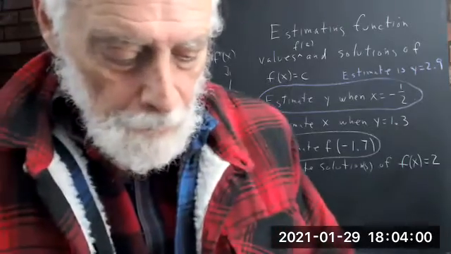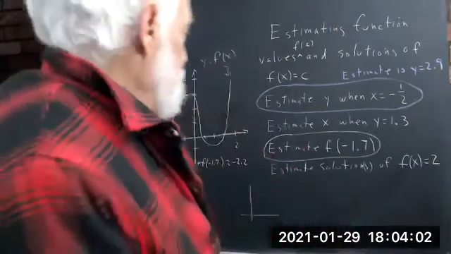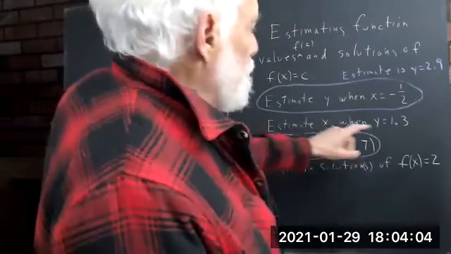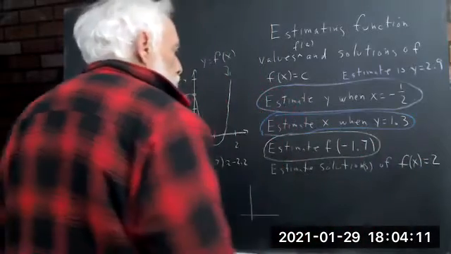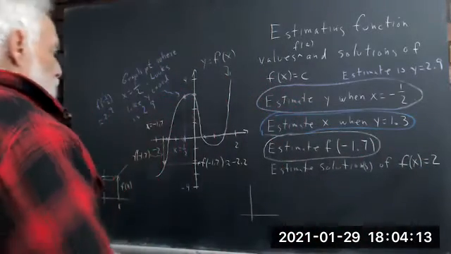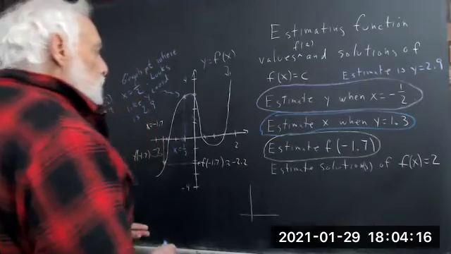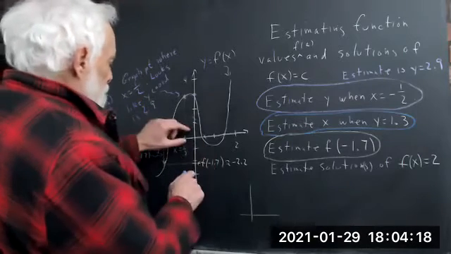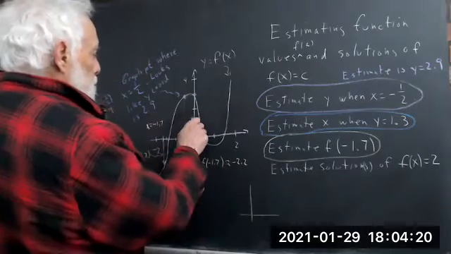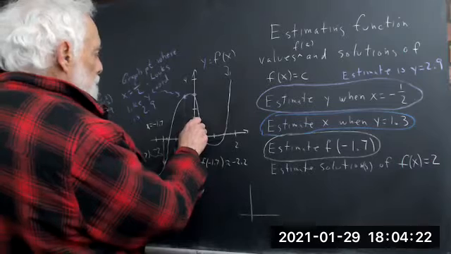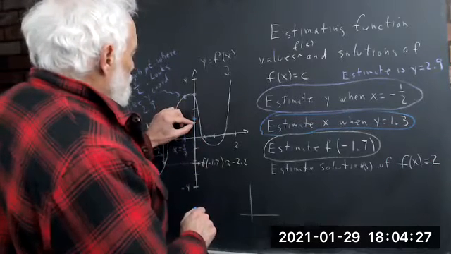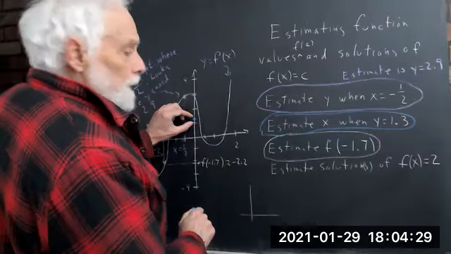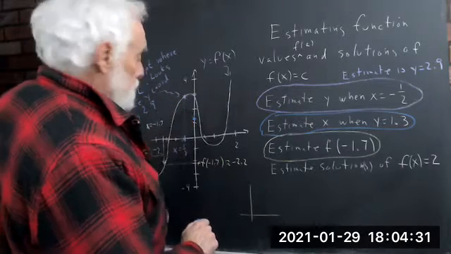Well, now we want to estimate x when y is 1.3. So we'll do that in pretty blue color. Estimate x when y is 1.3. Here's y equals 1, here's y equals 2. 1.3 would probably be about here, a little closer to halfway between this point and this point than it is to this point.